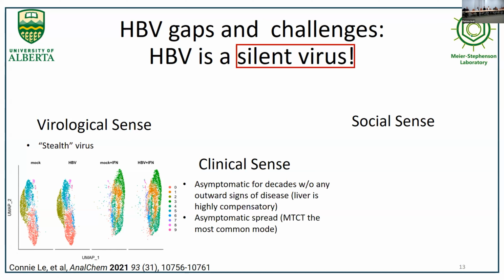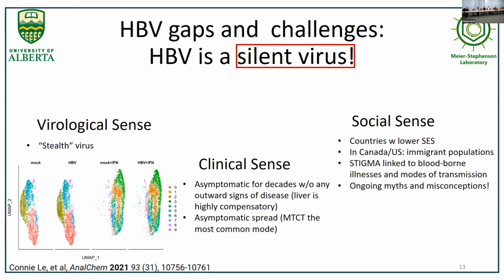So in a clinical sense, it is also silent. As I mentioned, people can have this for years and decades without having any signs or symptoms. That's one challenge of it. If people don't know that they have it, how can they get interventions or monitoring for it? That is a huge challenge for a lot of people. It also spreads asymptomatically. Mother to child transmission is one of the most common modes of transmission, and one of the reasons why birth dose vaccination is so important, because again, you wouldn't know if you didn't test.